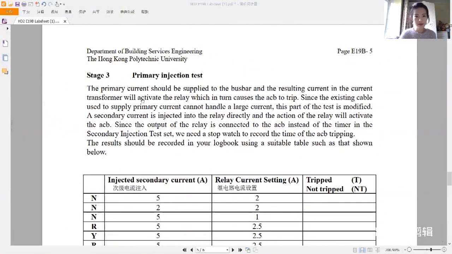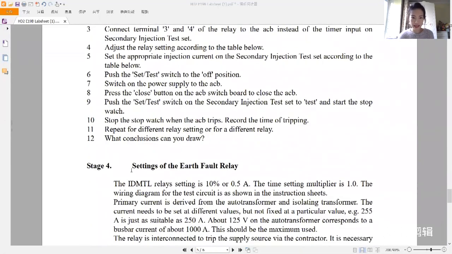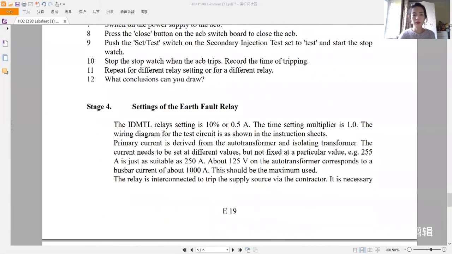Due to the time limitation, we do not have stage 3 of this experiment in today's experiment. So we can go directly into stage 4, that is the settings of the Earth fault relay. In this stage 4, the experiment procedure is a little bit complicated, and you have to use the data collected in the experiment to finish your report.